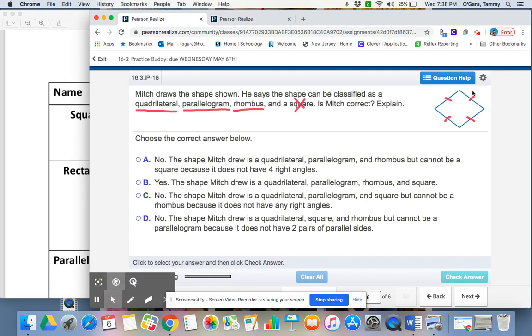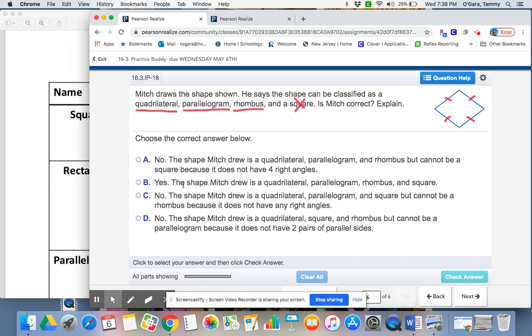So now that I've kind of gone through and figured it out on my own, I can see which one of the choices fits. So we're looking for a no because we've decided it is a no. So no, the shape Mitch drew is a quadrilateral, parallelogram, and a rhombus, but cannot be a square because it does not have 4 right angles. That's exactly what we said.